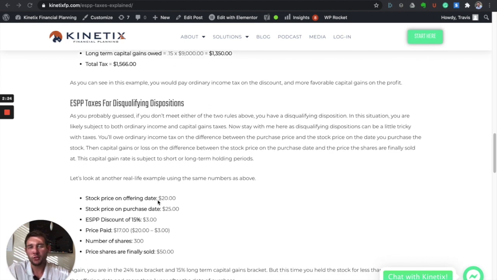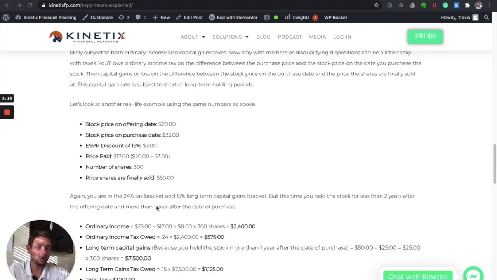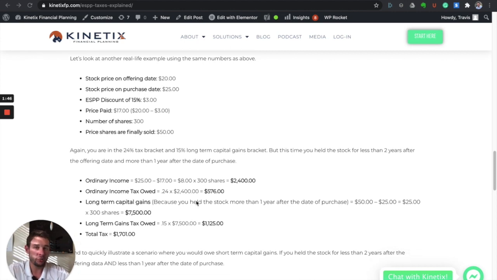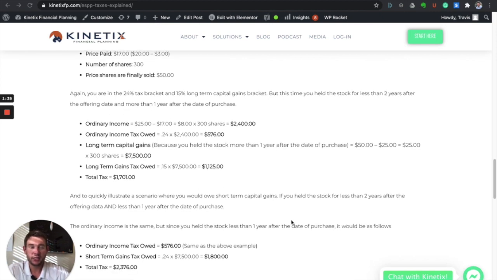But in a disqualifying disposition, I give two different examples. That's because in a disqualifying disposition, let's say you hold the stock for less than 2 years after the offering date, but you hold it more than 1 year from the date you purchased it. Some of that is going to be considered long-term capital gains because you held it 1 year after the date of purchase. So just remember that it's similar to if you hold shares outside of an ESPP, regular long-term capital gains rates if you hold something for more than a year. In this situation, you held it more than a year from the purchase date, so some of that's going to be long-term gains. On the flip side, if you hold stock for less than a year after the date of purchase, that's going to be short-term rates.